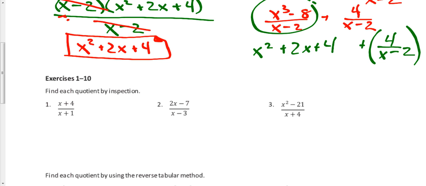Wait, you do that one thing? The long division thing? Yeah.